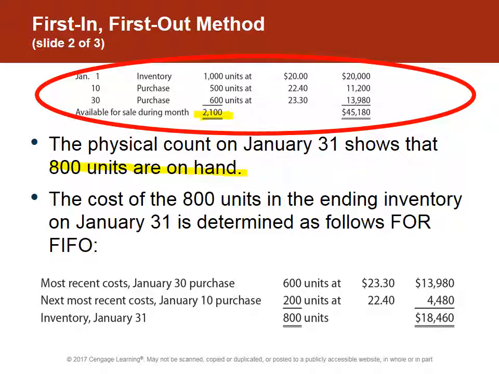The question is, which 1,300 did we sell out of all of these, and which ones do we have left over? Using FIFO, we assume that the 1,300 we sold were these 1,000 and the cost of 300 from there. And that means that our ending inventory of 800 units is 600 of them priced at $23.30 and 200 of them priced at $22.40.